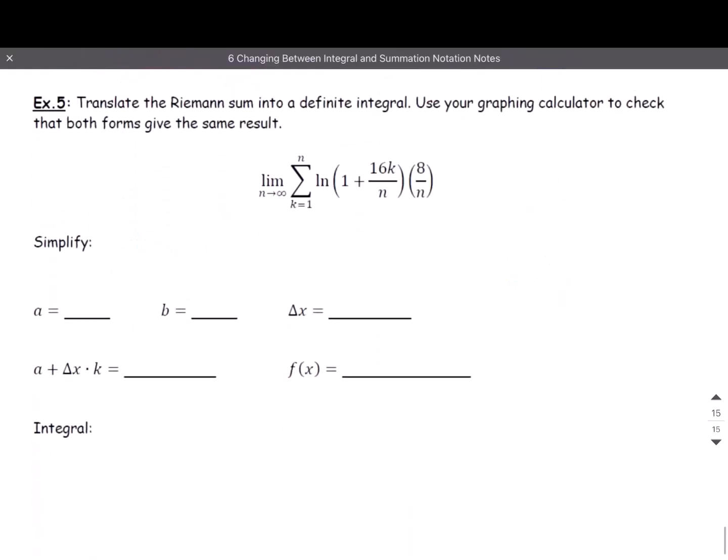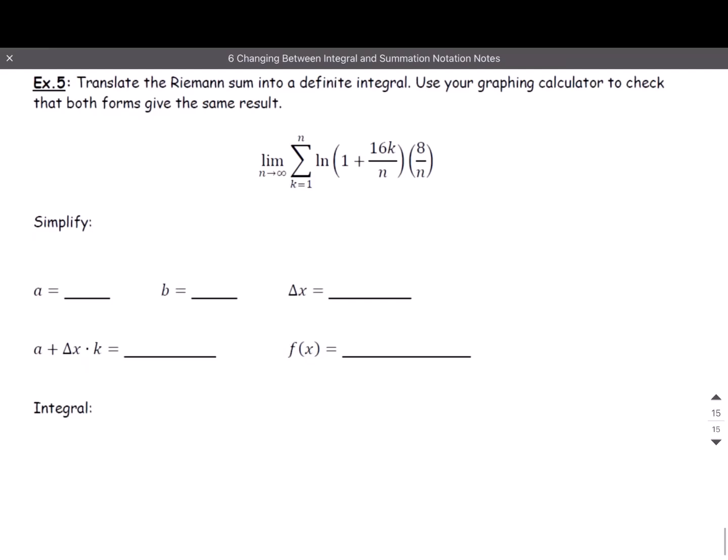Okay, we're going to try one more. We're going to translate this Riemann sum into a definite integral. Then we're going to use our graphing calculator to check. Now, if we look at this limit, we have the limit as n heads to infinity of the summation as k goes from 1 to n of the natural log of 1 plus 16k over n times 8 over n.